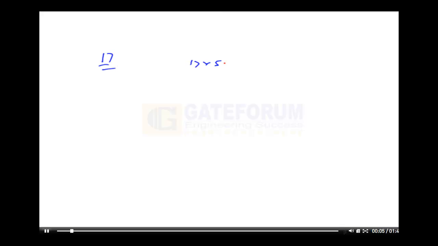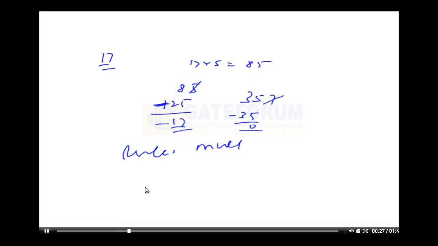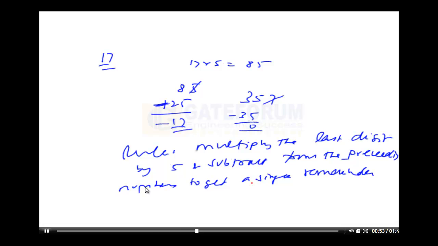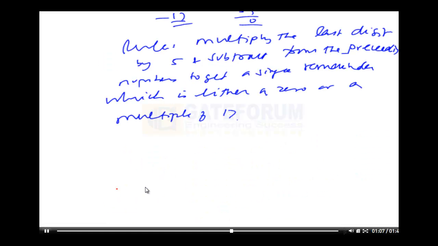17. 17 into 5 is 85. The rule says multiply the last digit by 5 and subtract. When you subtract, you get the number divided. Or if you have a number like 357, multiply the last digit 7 by 5 and subtract, you get 0. The rule is multiply the last digit by 5 and subtract from the preceding numbers to get a single remainder, which is either a 0 or a multiple of 17.